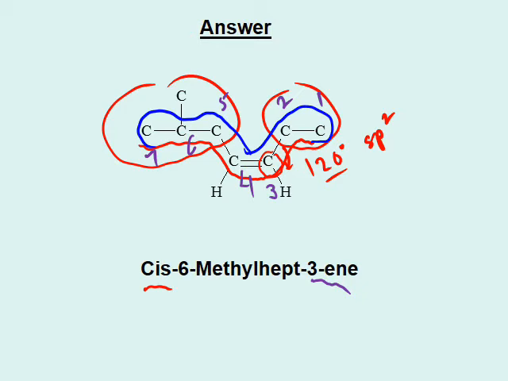Now substitution group that is attached to the longest chain is methyl, and is attached to the 6th location, so it's 6-methyl. The longest chain has 7 carbons, so it's heptene, but the location of the double bond is 3rd position, so that's why hept-3-ene. And then you need to also write down whether it's cis or trans, because there is a possibility of both, but in this case we do get cis because hydrogen gets bonded from the same side, and that's the final product, cis-6-methylhept-3-ene.